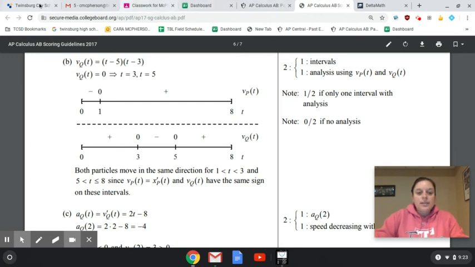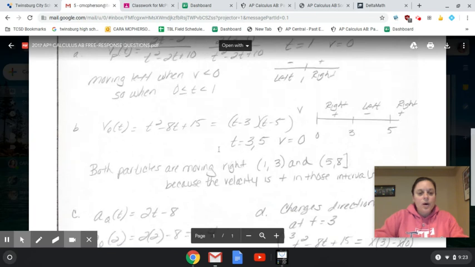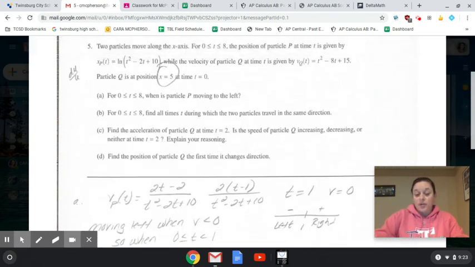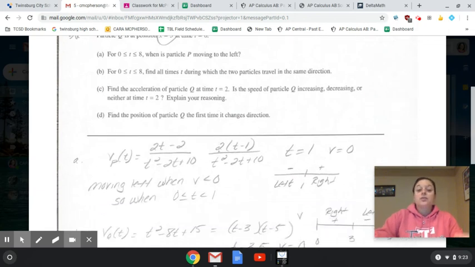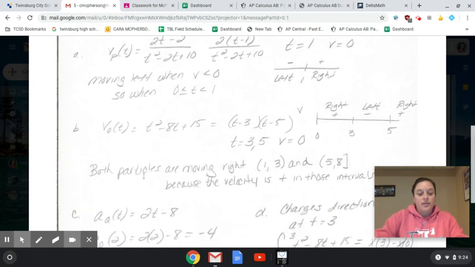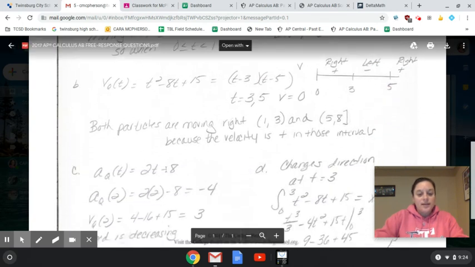Then for part C, it wanted to know the acceleration at 2. So that's the easiest part of this question. And then the second part is something that we didn't quite get into. So acceleration is the derivative of velocity. So the first thing I did was I derived velocity. And here's my work. 2t minus 8 is the derivative.